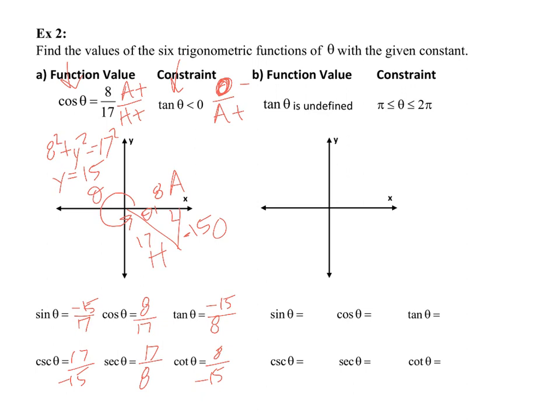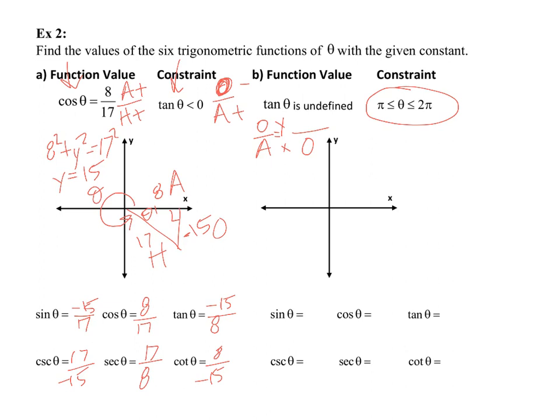For the next one, tangent of theta is undefined. So I have opposite over adjacent. In order for a ratio to be undefined, 0 has to be underneath. So you know you have 0 there, and adjacent is your x value. On top, opposite is my y value, except I don't know what my y value is in this case. Then I have this constraint.